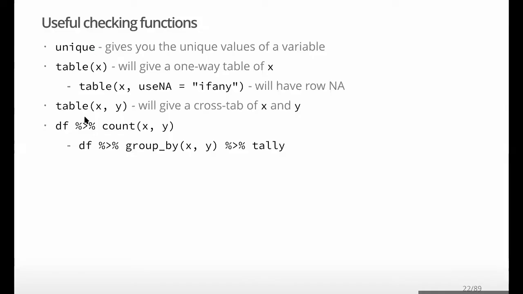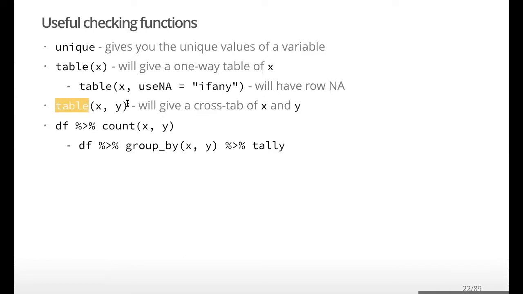So tables and tabulations. Again, we've talked about unique in a previous lecture. Unique gives you the unique values of a variable, including the NAs. Table will give you a one-way table of x. There is an argument in table called useNA. You can say "ifany," or you can use the default, which removes the NAs. So if you say table x and there are missing values in there, it's automatically going to drop those unless you change the useNA argument.